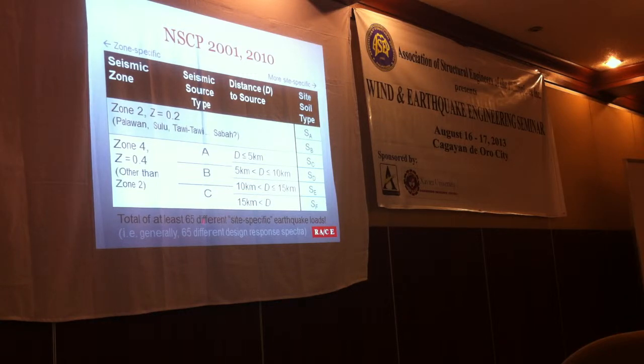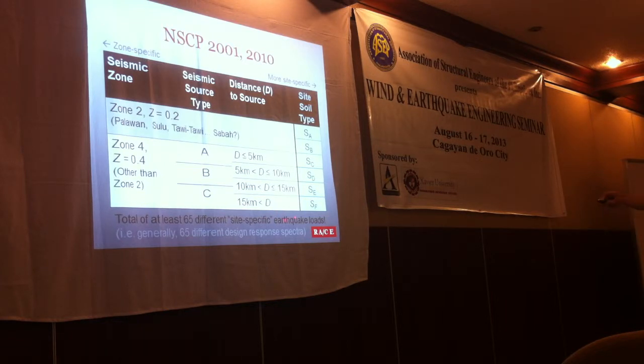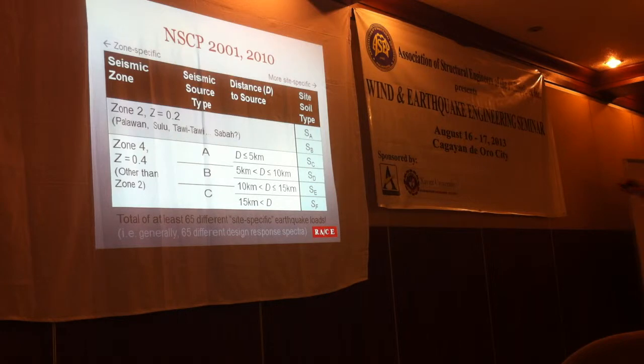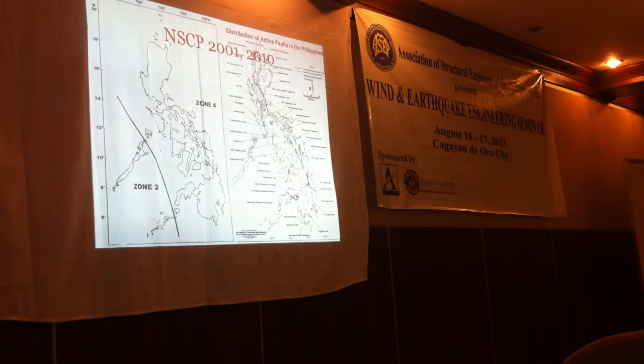Well, that's one way of looking at it. In general, looking at these combinations, there are 65 different possible site-specific loads that you can generate. So in a way, you're already doing site-specific assessment. In the old days, there were none of these, just zones. If zone 2, this is your design seismic load. If zone 4, this is your seismic load. Now, what we do in the latest versions of the NSCP is more site-specific.